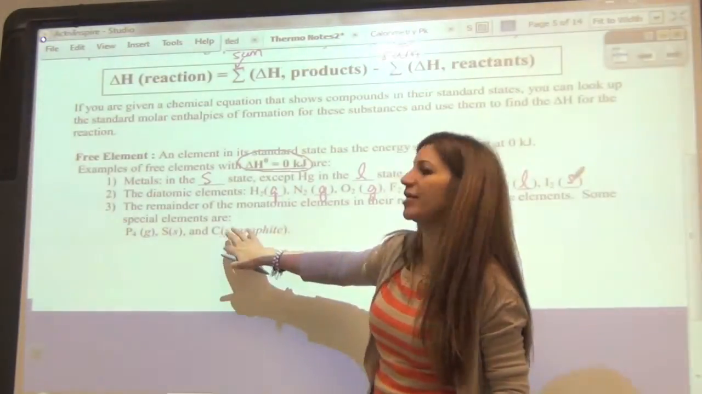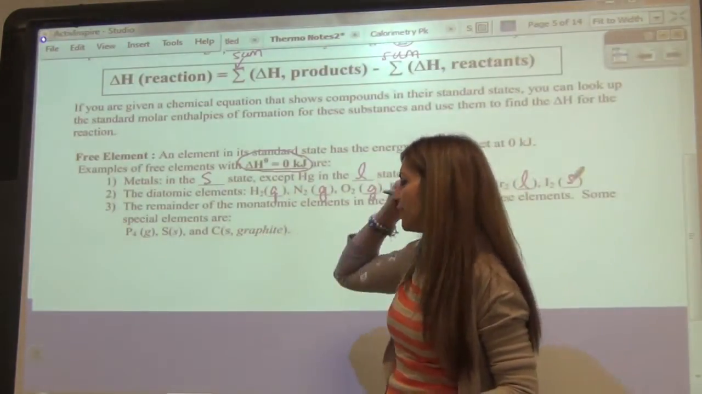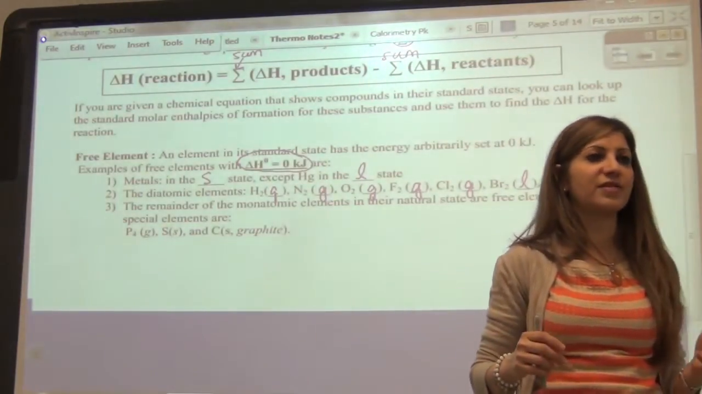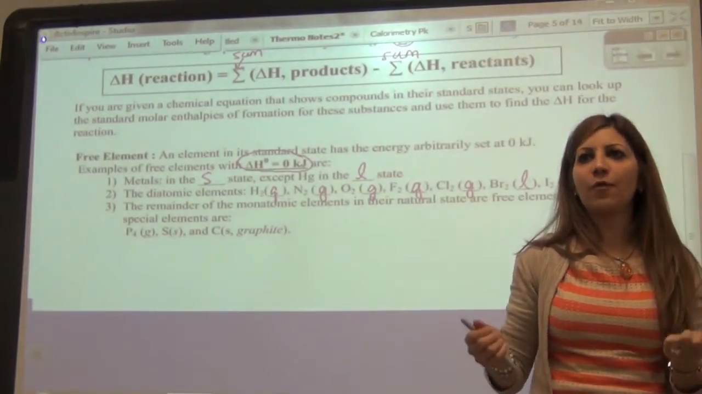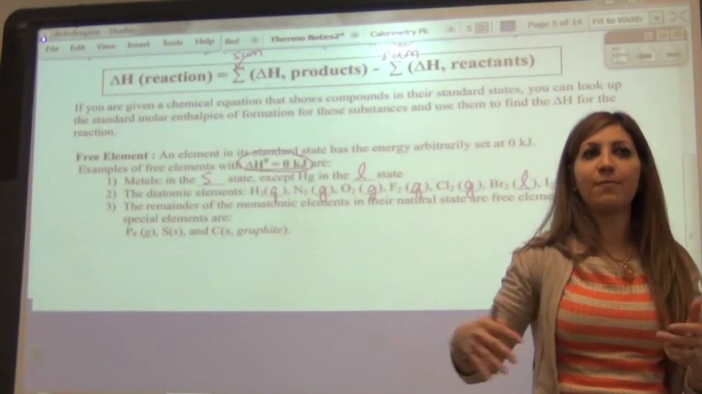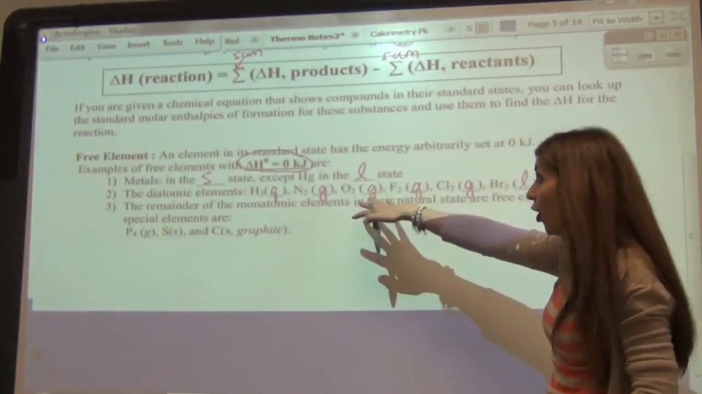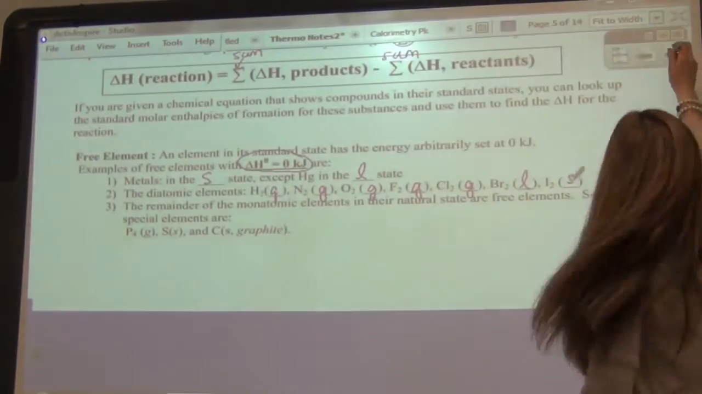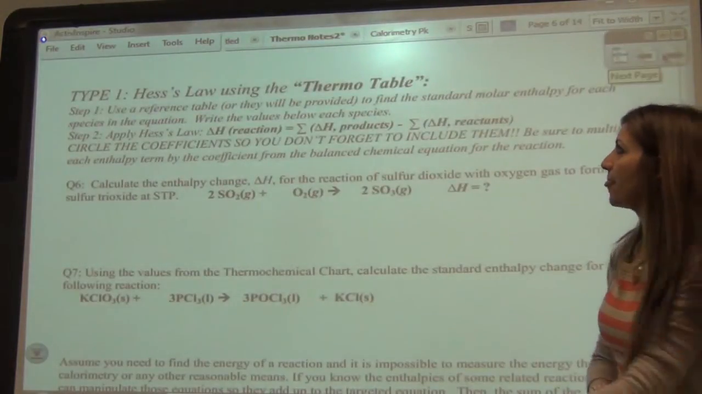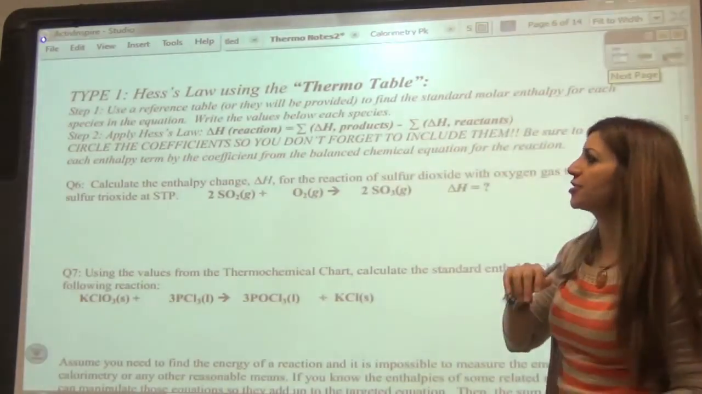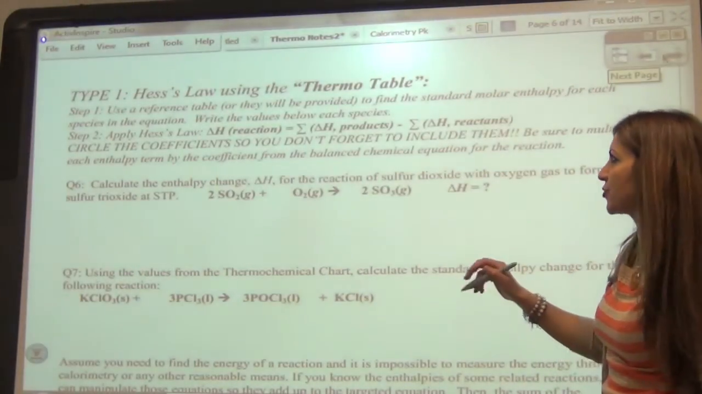And then these are just some special elements. We had said carbon in the solid graphite form. P4 gas is also 0, S is 0, sulfur in the solid state. You will always get the chart, so you don't have to worry about memorizing anything. I would know the 0 ones, but you're going to have your chart anyway. All right? So let's try it. Step 1 just says to use a reference table, and step 2 says just apply Hess's law and go products minus reactants.